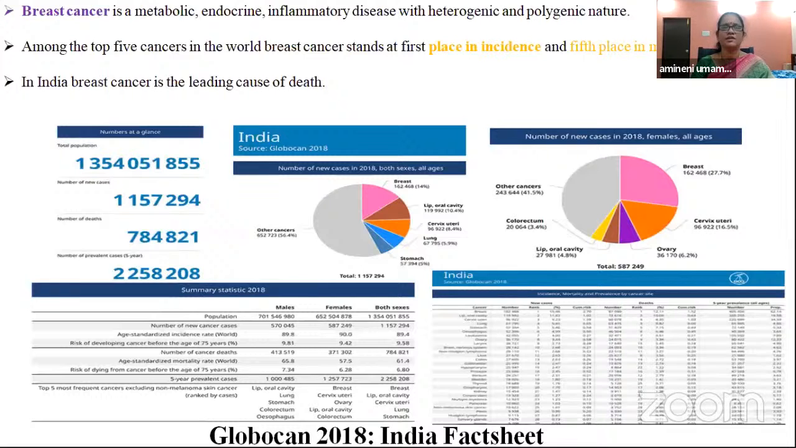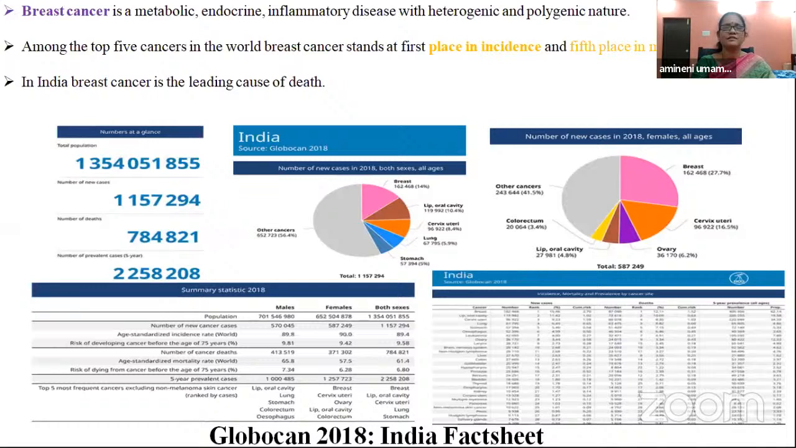So with this introduction, I will explain my work. Basically, I am working on breast cancers. Breast cancer is a metabolic disease, and also an endocrine and inflammatory disease, and it is polygenic in nature. This database is called GLOBOCAN, the Global Cancer Registry. It only has updates up to 2018. That is why I kept this slide.